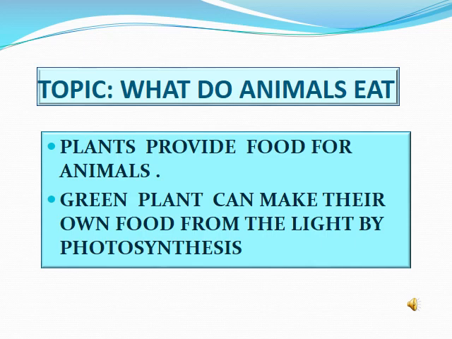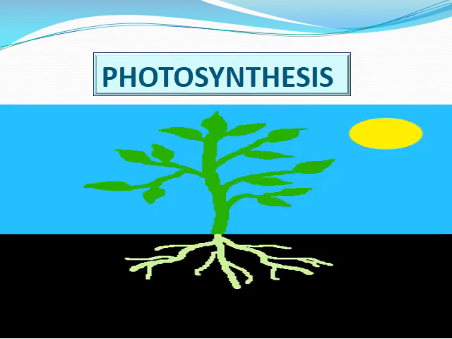Green plants can make their own food from the light energy of the sun. And what is this process called? Yes, it is called photosynthesis. Green plants make their own food from the light energy of the sun. That is called photosynthesis. My dear students, here is the photosynthesis.